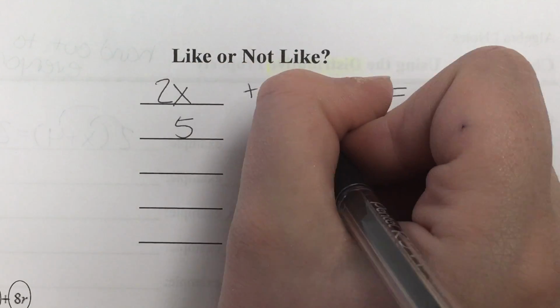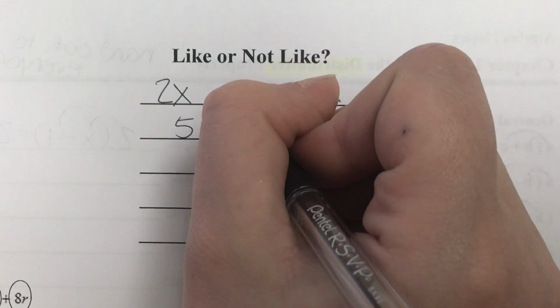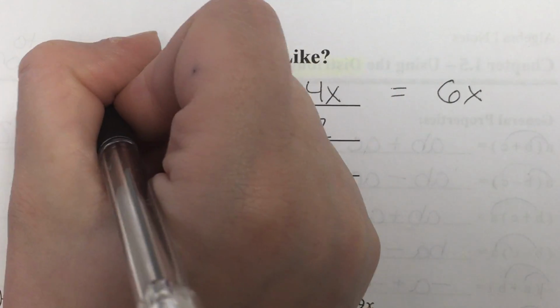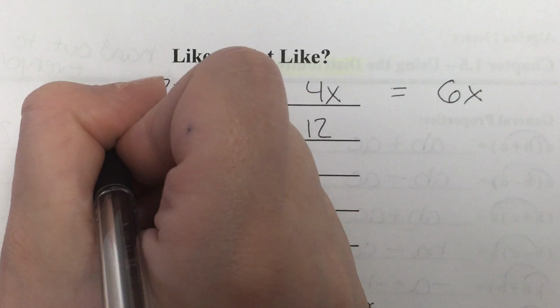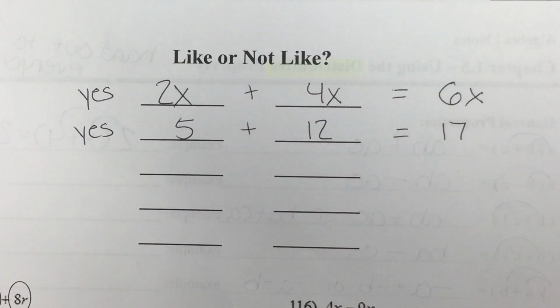Let's keep going. How about 5 and 12? Are those like terms? Well, you might be saying to yourself, neither one of them has a variable. Well, that doesn't matter either. Constants are considered like terms. So if neither one of them has a variable, then yes, these would also be like terms. You would combine these two. All right. So 5 and 12 would be 17.